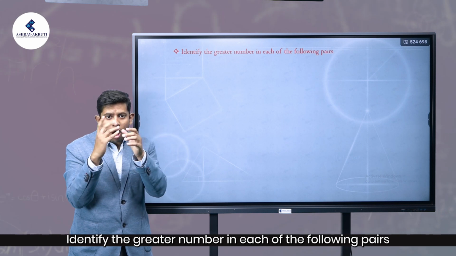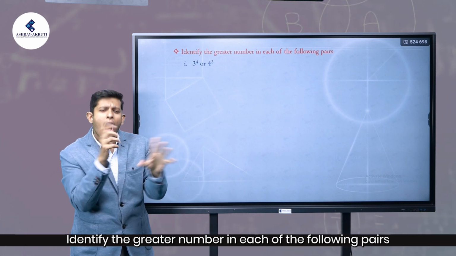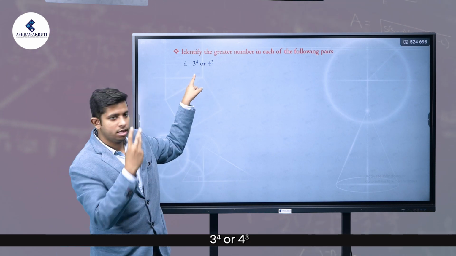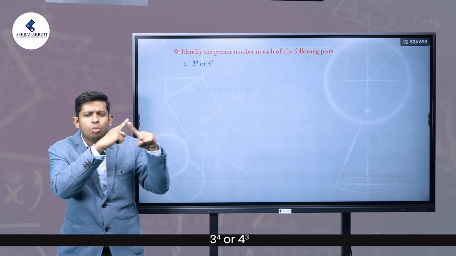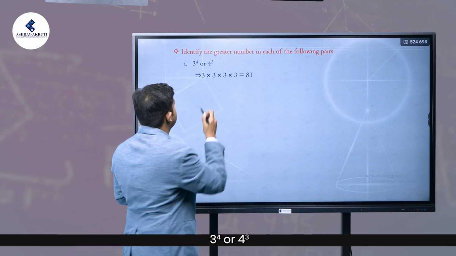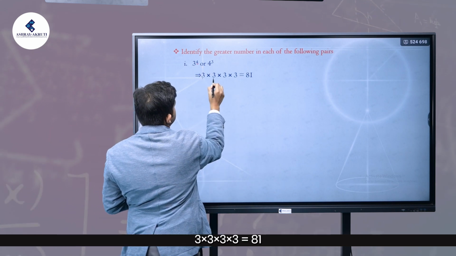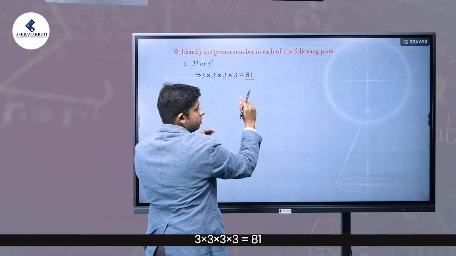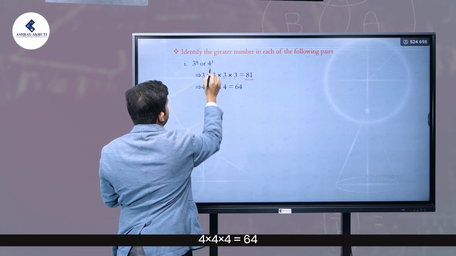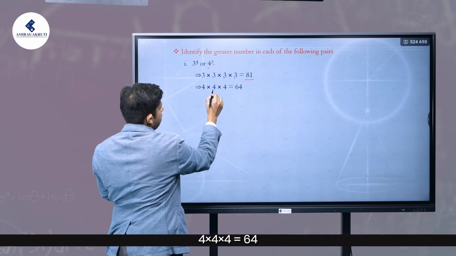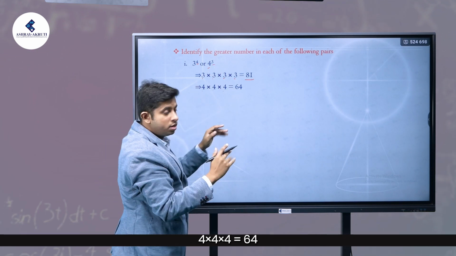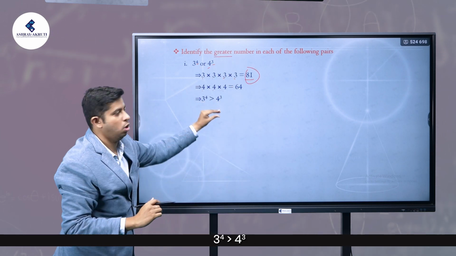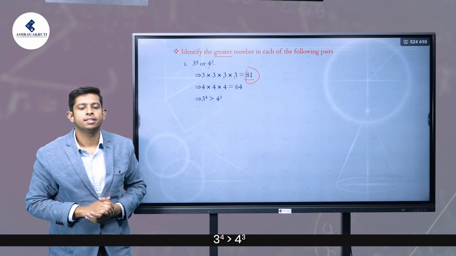Identify the greater number in each of the following pairs. 3 to the power of 4 or 4 to the power of 3. 3 into 3 into 3 into 3 is equal to 81. 4 into 4 into 4 is equal to 64. 3 to the power of 4 is greater than 4 to the power of 3.